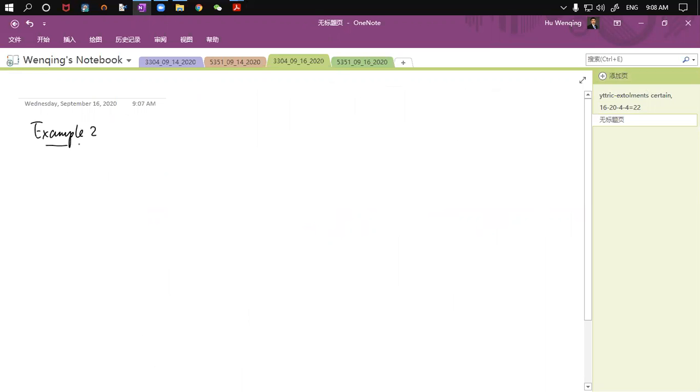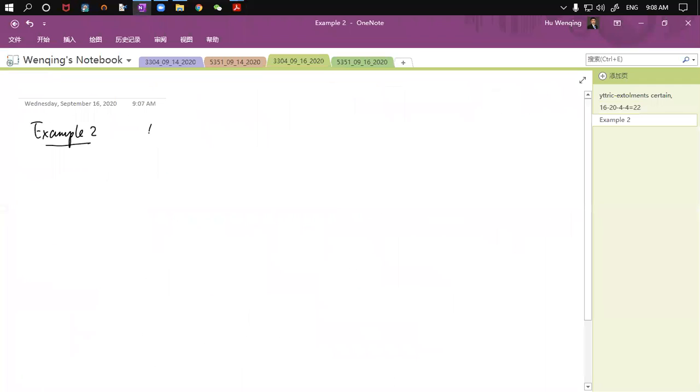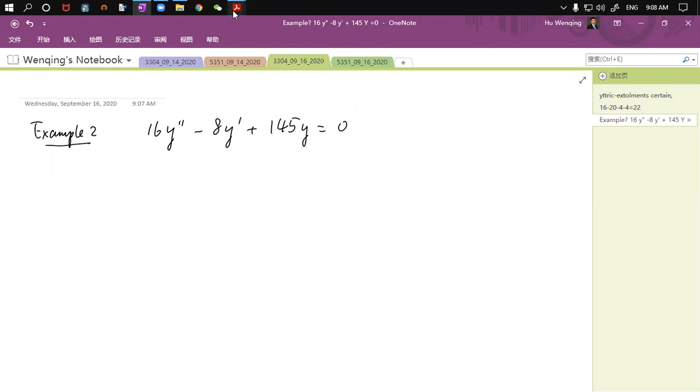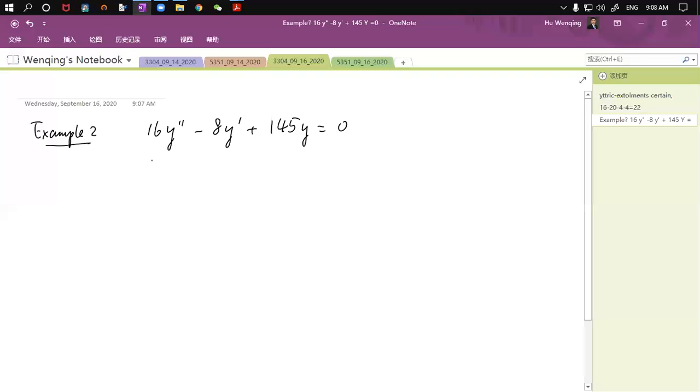The second example has an initial value problem of the form 16y double prime minus 8y prime plus 145y is equal to 0, with initial conditions y(0) is minus 2 and y prime(0) is 1. So we want to solve this equation. How do you do that?